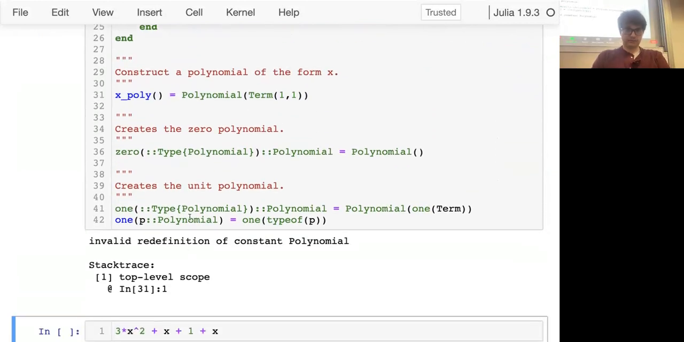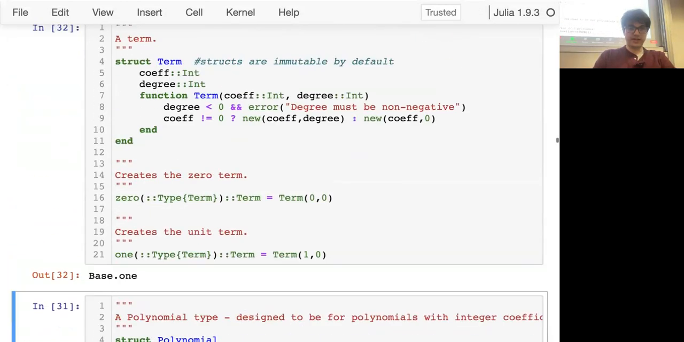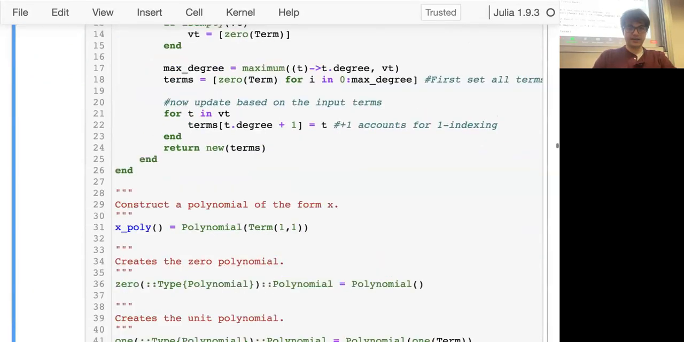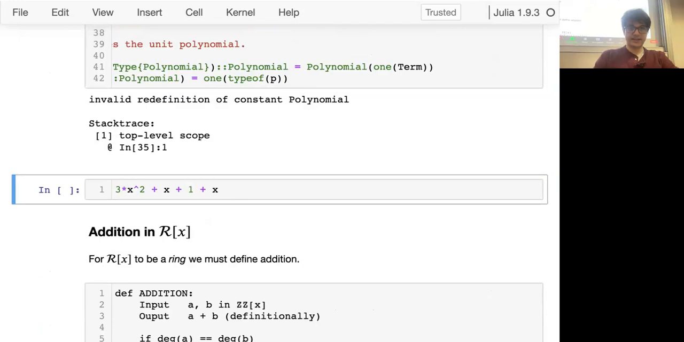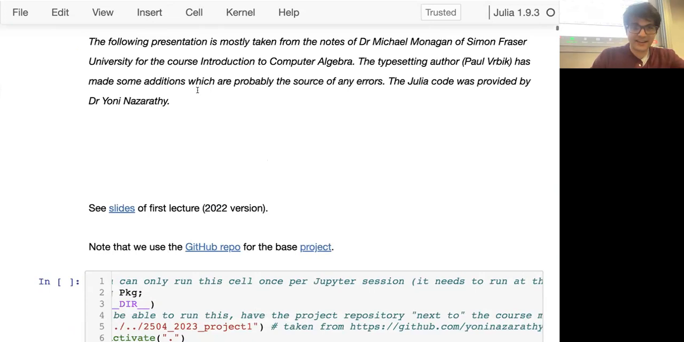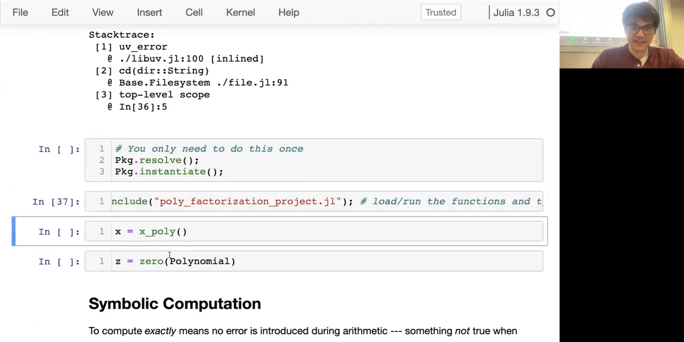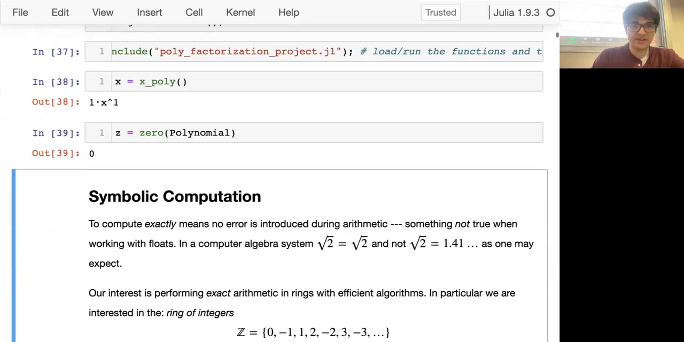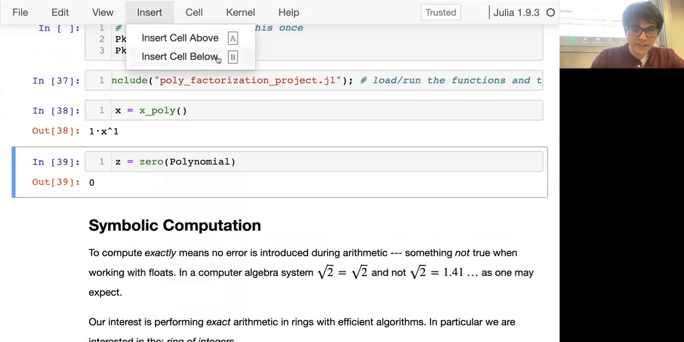I have to run everything. Hold on. Let's try again. Give me a second. I have to go all the way to the beginning. Clearing output apparently clears everything. Oh, but I can do the same thing here. Okay. Insert below.